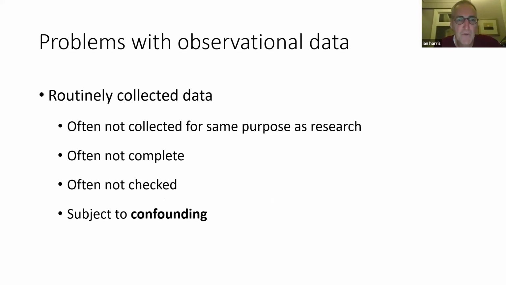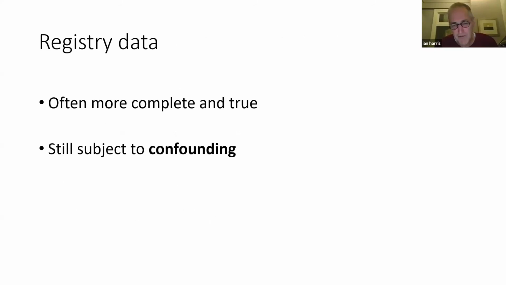So we know that routinely collected data is often not collected for the same purpose as research. It's often not complete, it's often not checked. It doesn't go through the same processes as data does for an RCT. And obviously it's subject to confounding. Registry data is often more complete and true. Often it is validated. In the Australian example, it's cross-checked with state level data, but it's still subject to confounding.